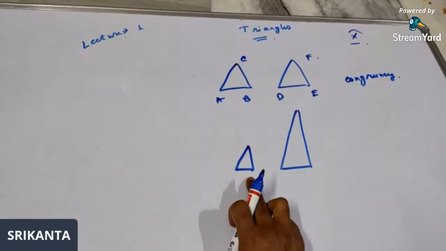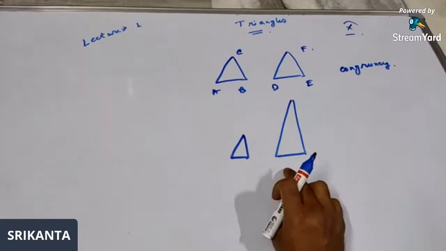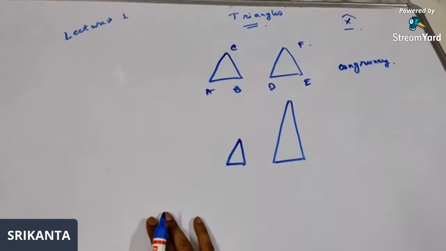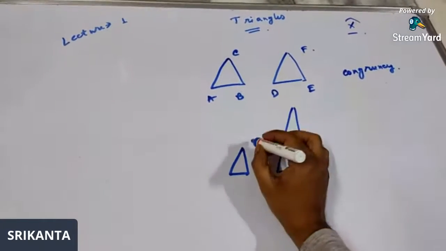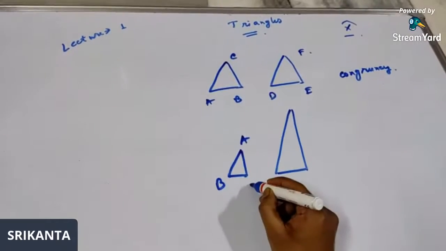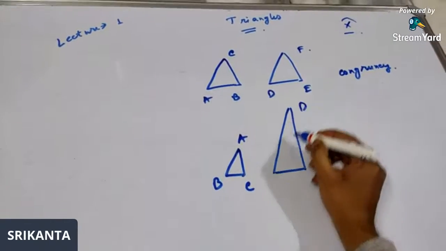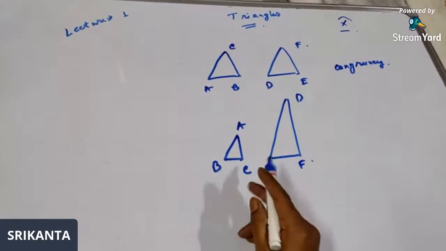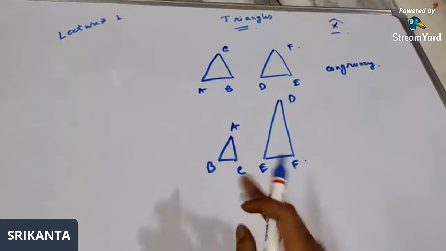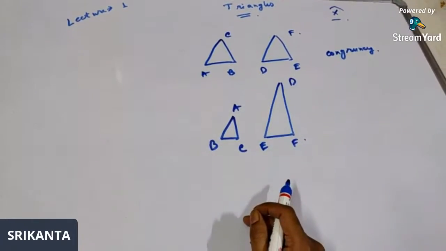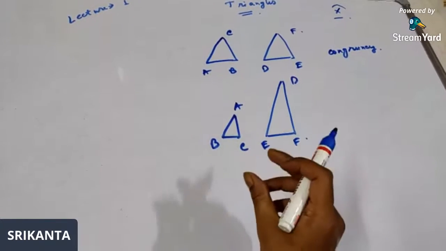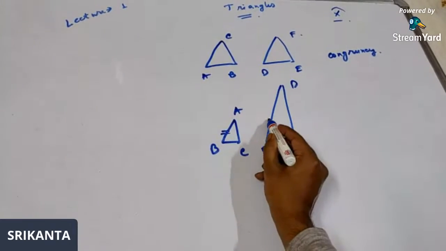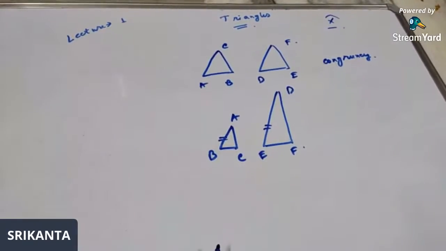Here you can see this is a small triangle, this is a big triangle, but these two triangles can be similar when the ratio between their corresponding sides are equal. That means there is a triangle ABC and there is a triangle DEF. Now these two triangles, one small and one big, can be similar. How? If the ratio between the corresponding sides. Now what does this term corresponding mean? Corresponding means same side, on the same side.